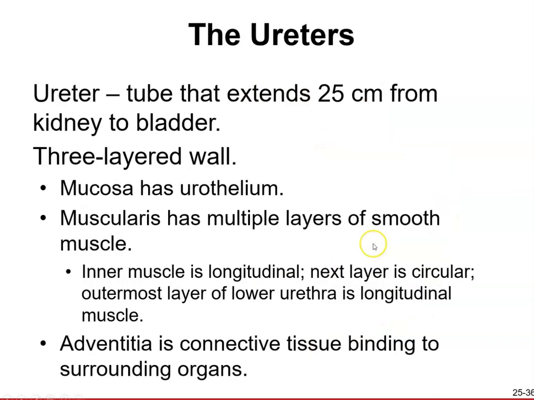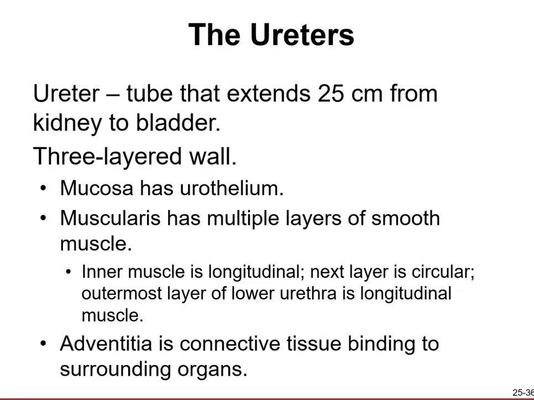Okay. You have two ureters, each a tube that extends 25 centimeters from the kidney to the bladder. The ureter is three-layered. The mucosa has the urothelium. The muscularis has multiple layers of smooth muscle. The inner muscle is longitudinal, the next layer is circular, and the outermost layer of the lower ureter is longitudinal muscle. Compare that with the GI tract, which has 4 layers; the ureter only has 3 layers. Adventitia is connective tissue binding the surrounding organs.